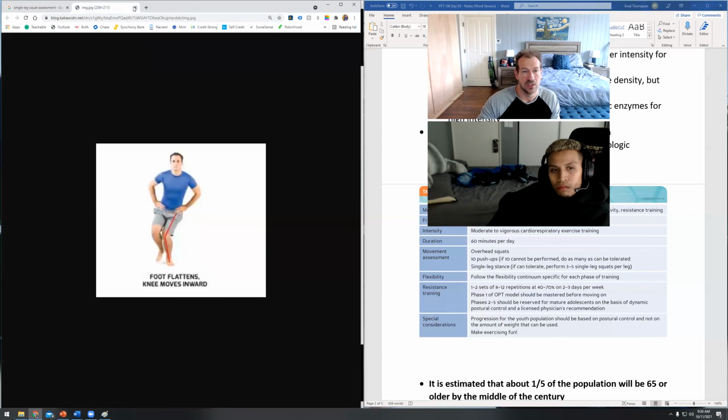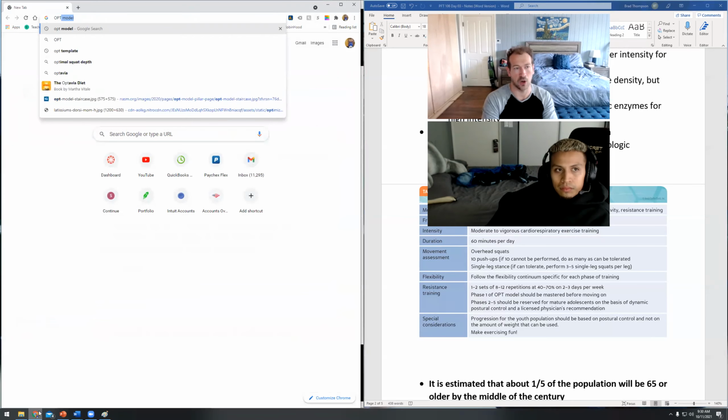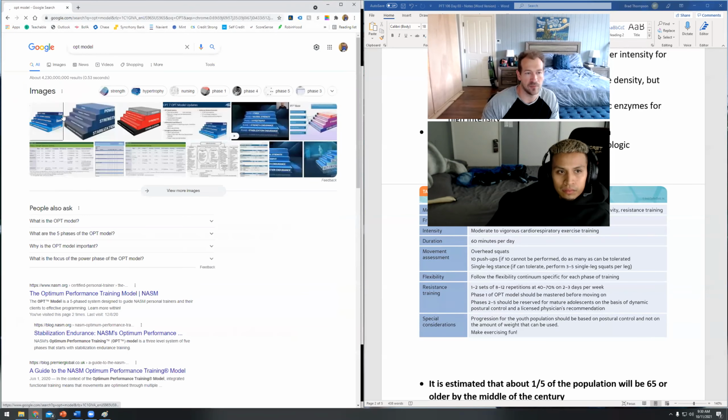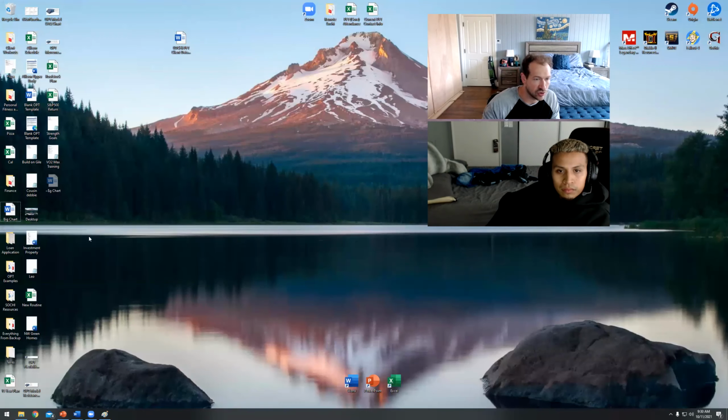Great assessment. So if your youth can handle it, go for it. For the flexibility continuum, regular old flexibility continuum, nothing crazy there. Eddie, I know you don't know the continuum just yet, but basically if we look at the OPT template or OPT model, oh wait, no, I have it right here.